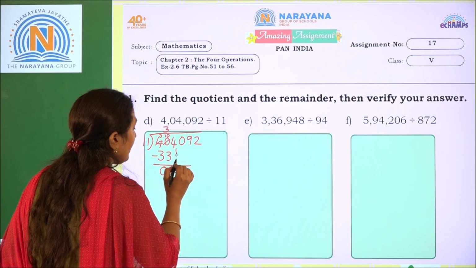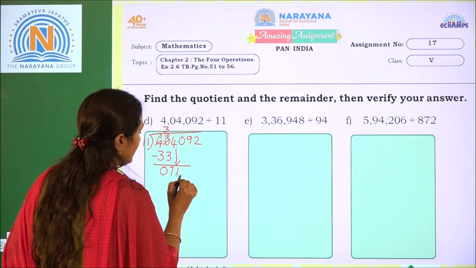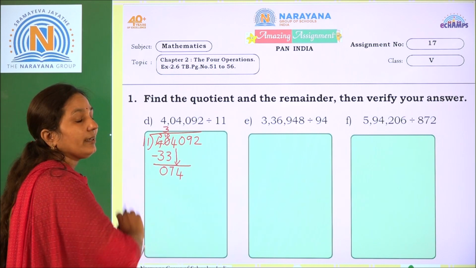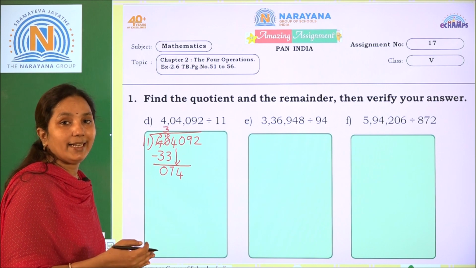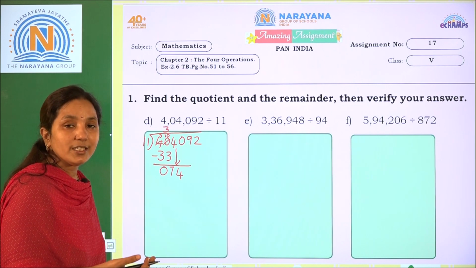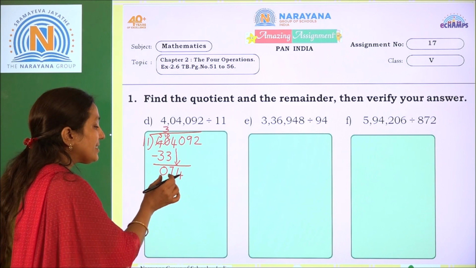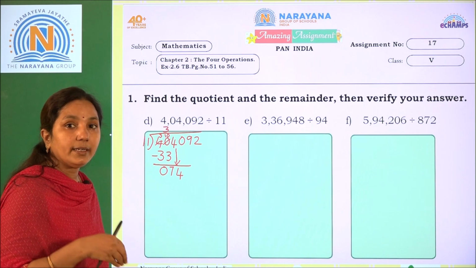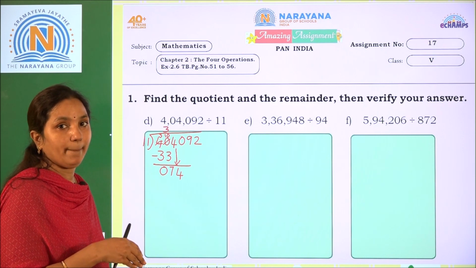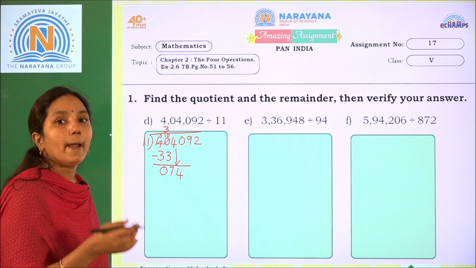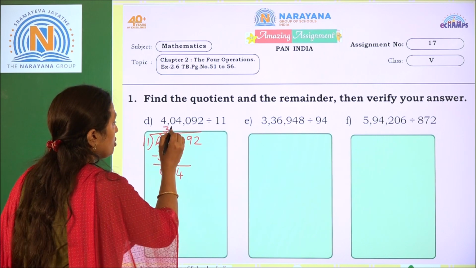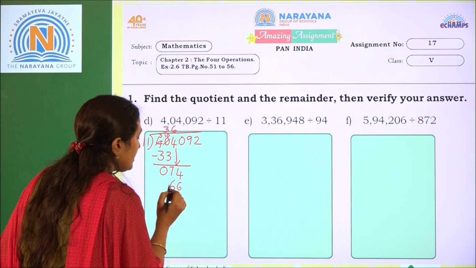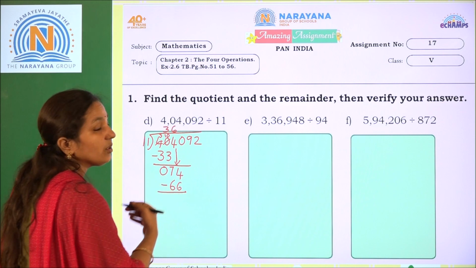Now what do we have to do? Bring down the next digit. Now 74. Approximately how many times can we take? Can we take 7 times? 7 11s are 77. But 77 is greater than 74. So we have to take the number below it. How many times will it be? That is approximately 6 times. So 6 11s are 66. Now we have to subtract.